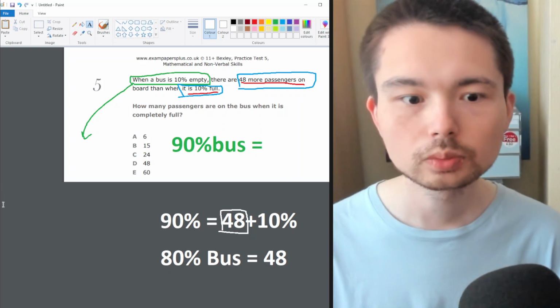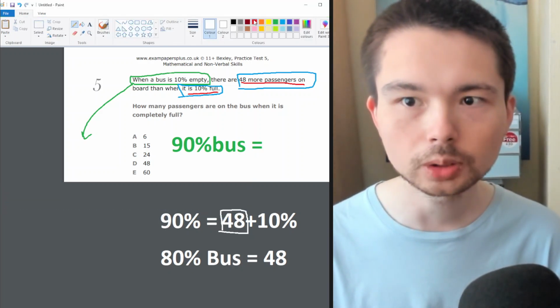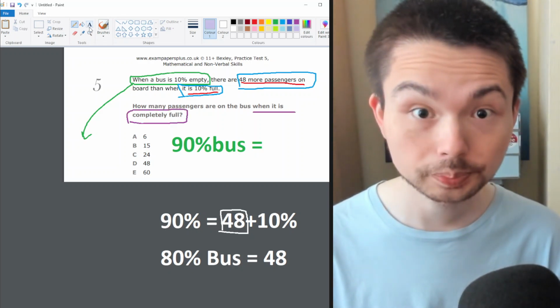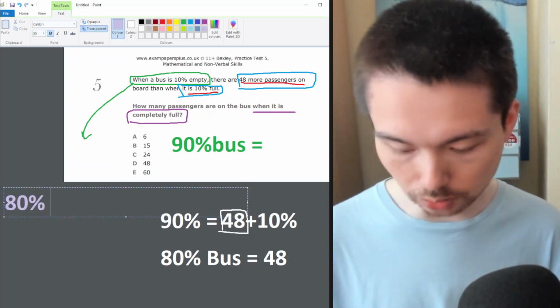Good stuff. Just write it again here. So please note, we care about how many on the bus. When it's completely full, that means 100%. So far we've got 80%, that line. Let's put it here. 80% is worth 48 people.